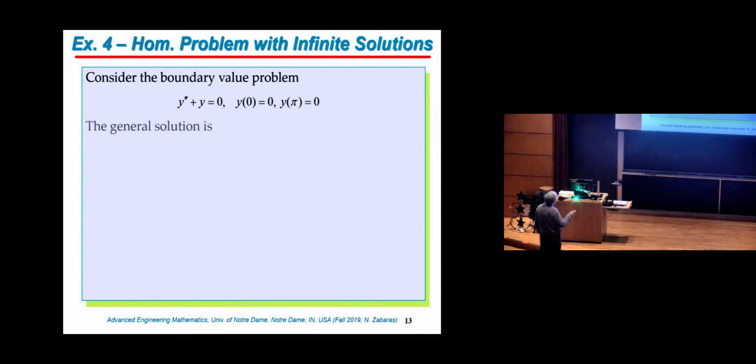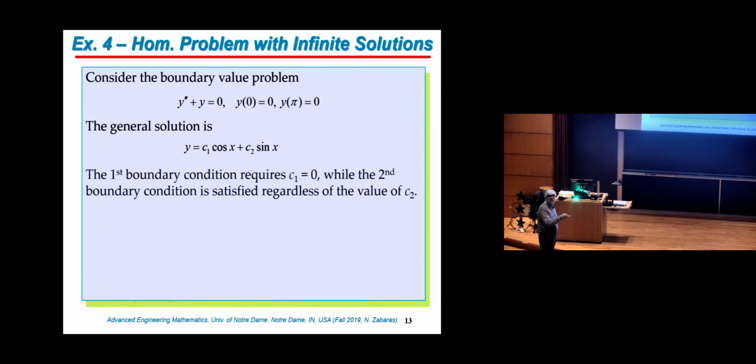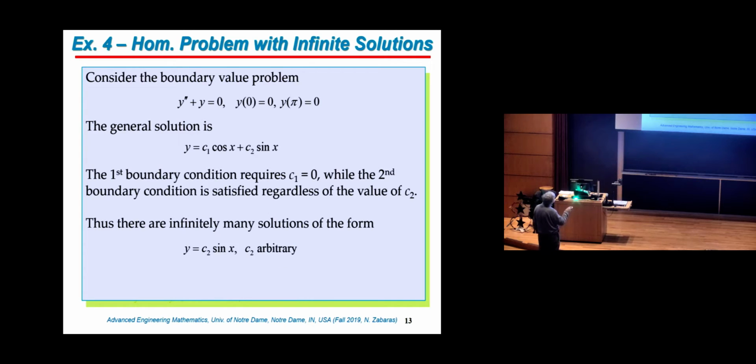Now, if we take the other example that we did, this is the homogeneous problem of the second example. Again, the solution is sines and cosines, all right? And if you apply at x equals 0, this is 0, so this C1 will be equal to 0. And then at x equal to pi, what is sine of pi?